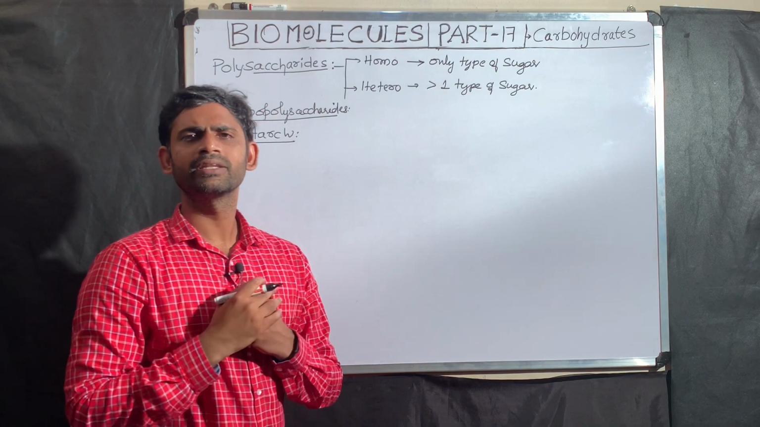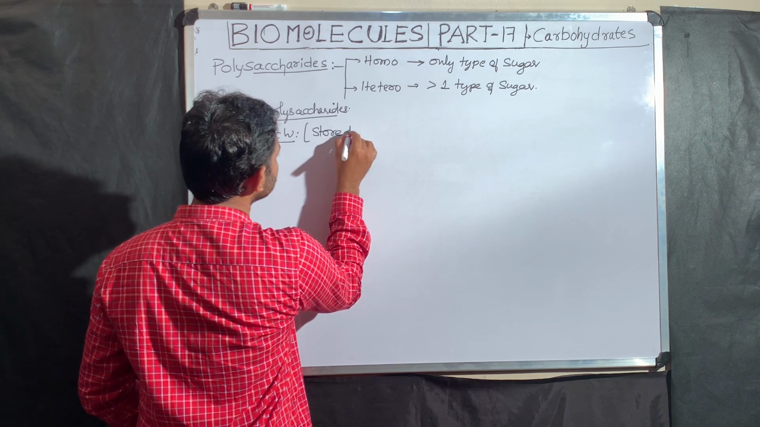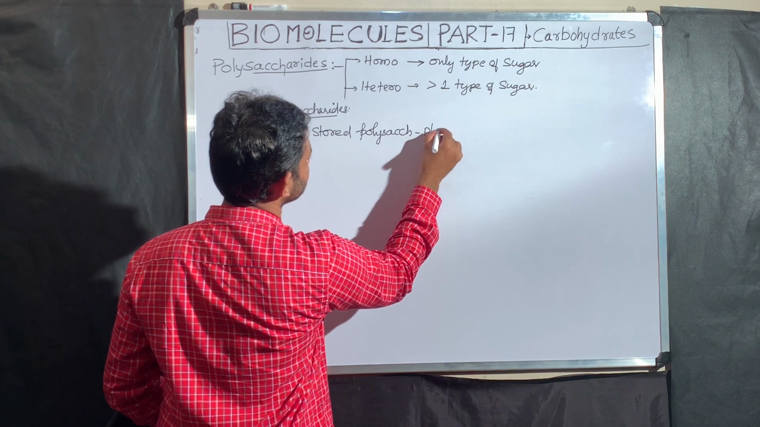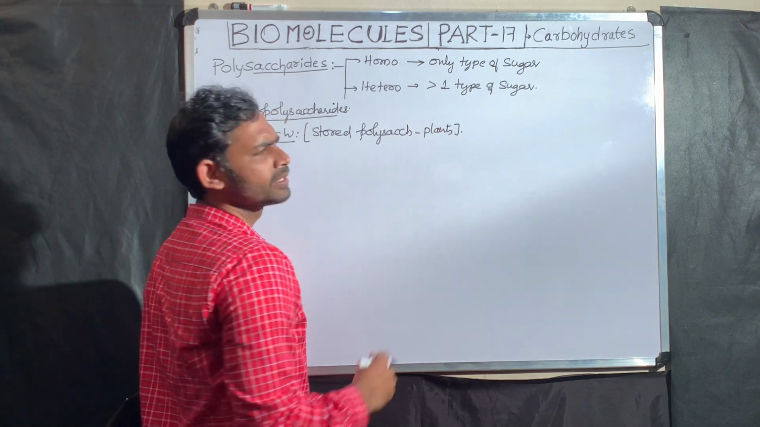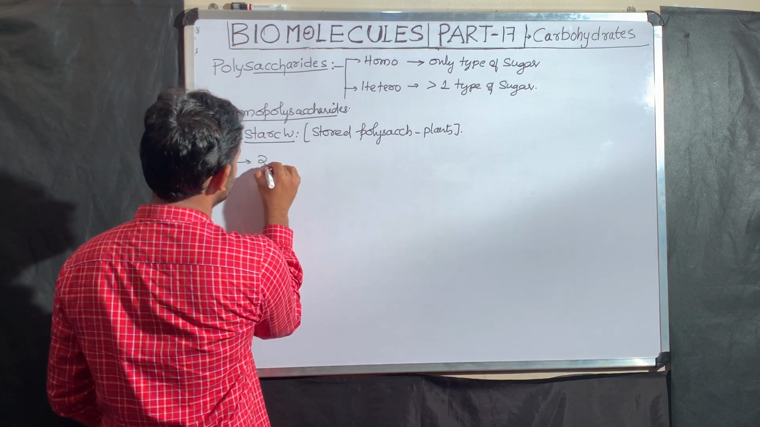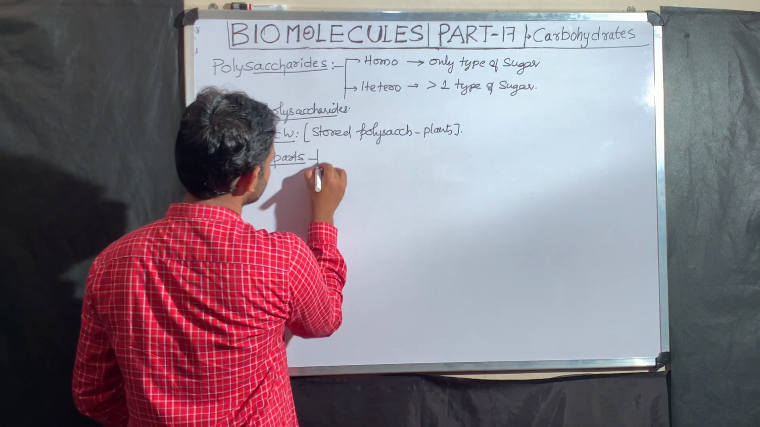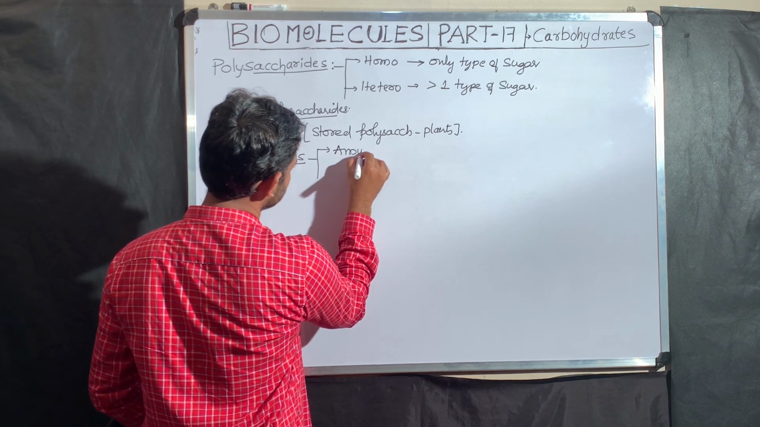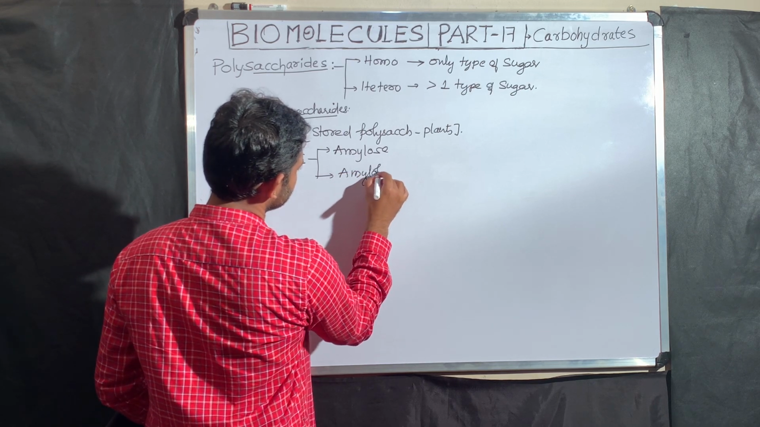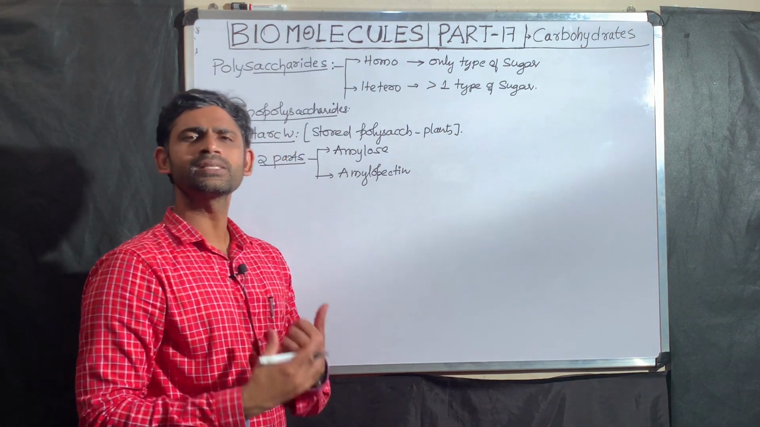Okay. So what is the function of starch? Starch is a stored polysaccharide. Stored where? In plants. The next point is, in the structure of starch, it consists of two components. Those include amylose and, the second one, amylopectin. So, amylose and amylopectin together make up the starch.